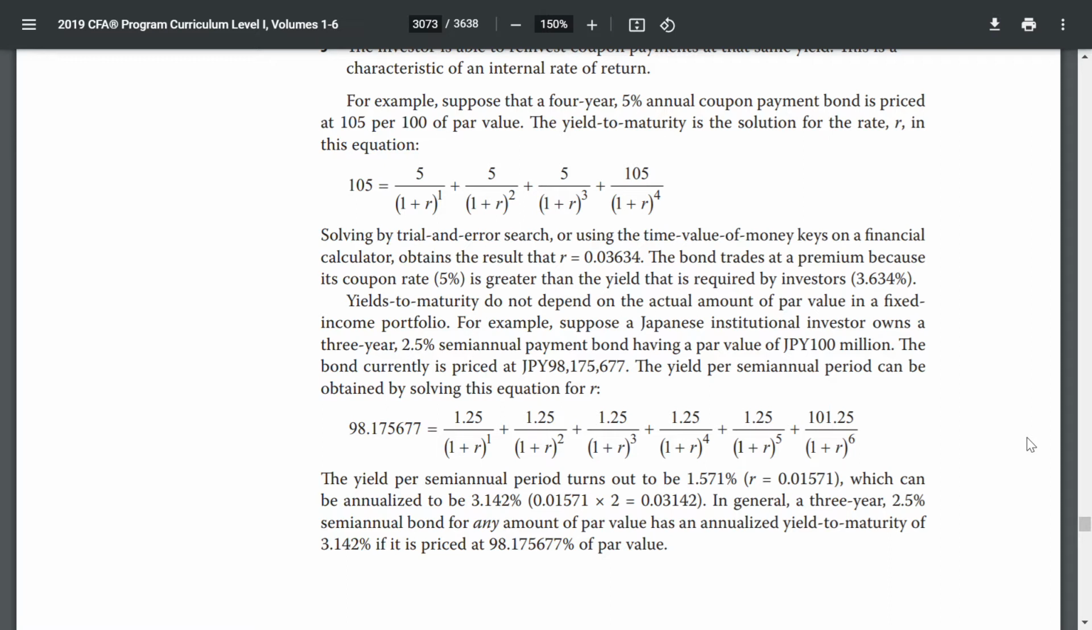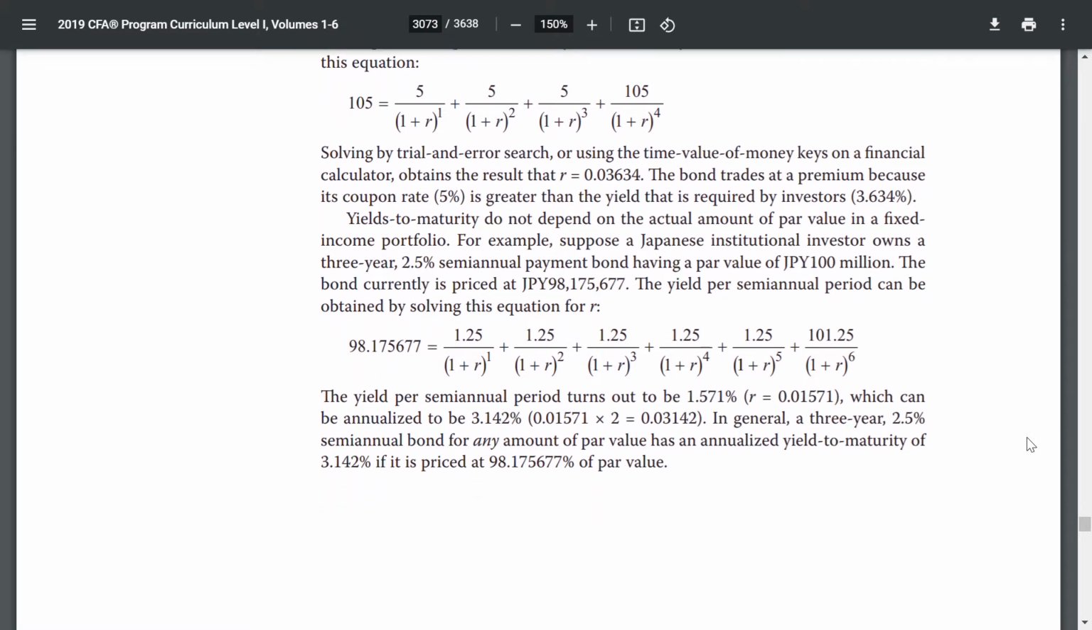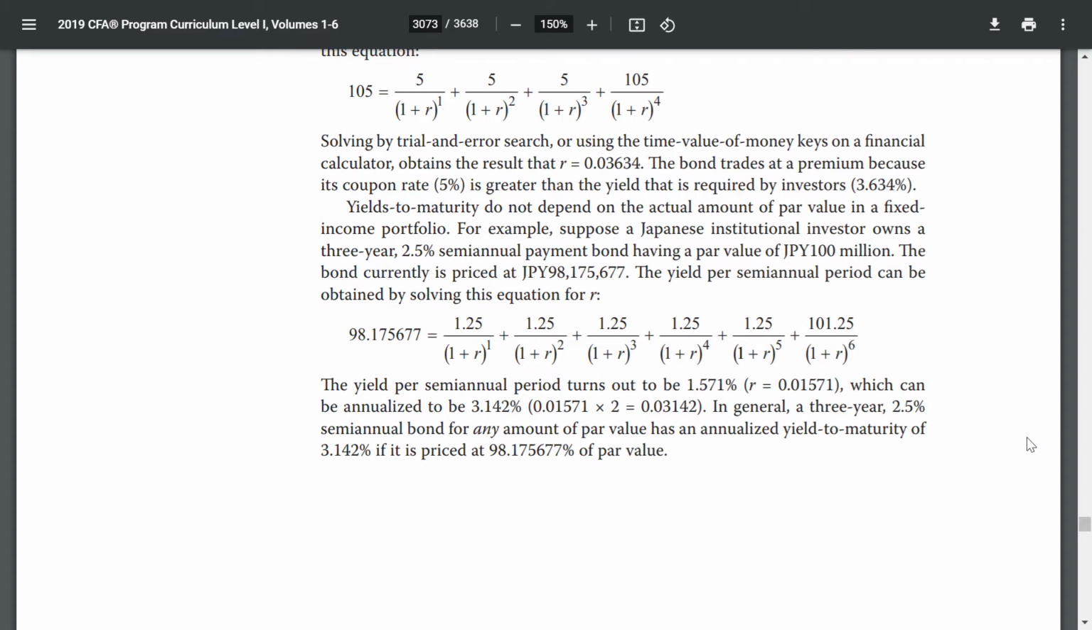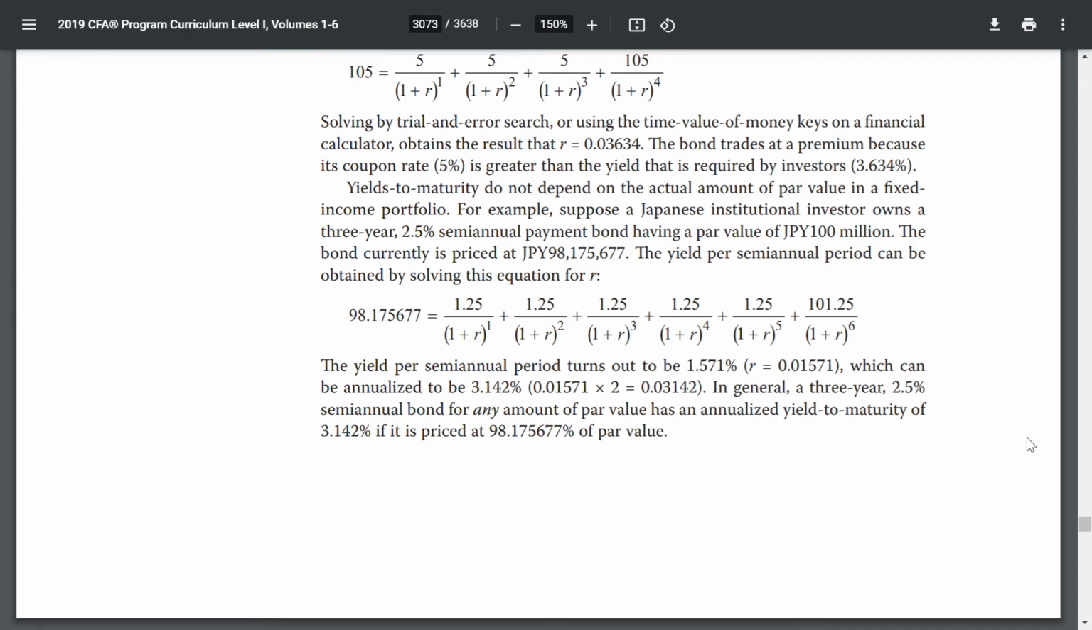Yields to maturity do not depend on the actual amount of par value in a fixed income portfolio. For example, suppose a Japanese institutional investor owns a 3-year 2.5% semi-annual payment bond having a par value of 100 million Japanese yen. The bond is currently priced at such. So this is just an example.